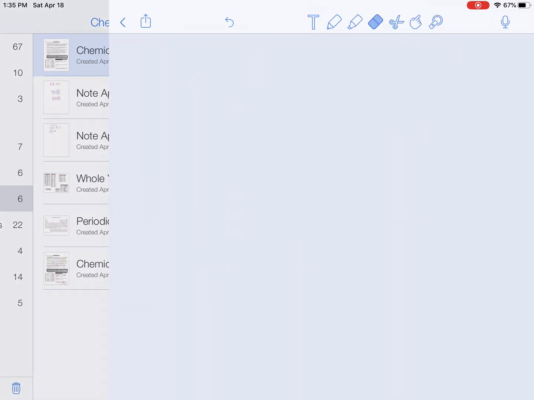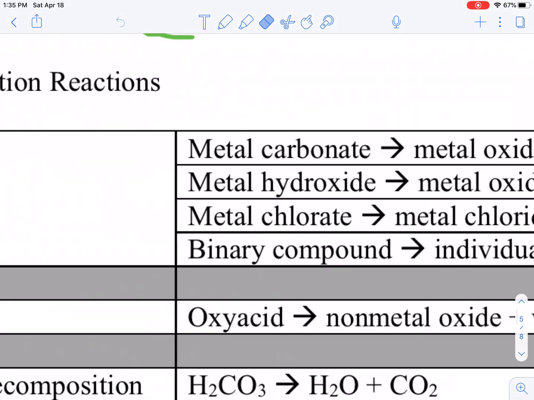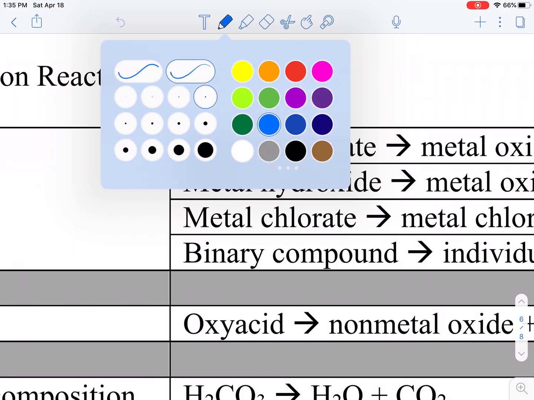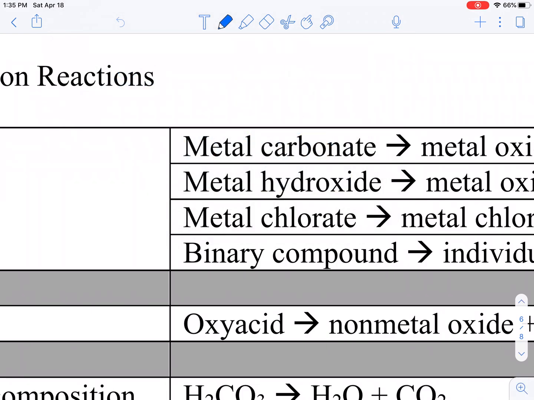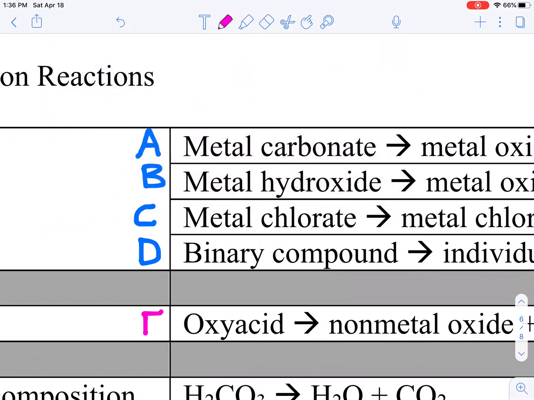And much like we did for synthesis, the first thing that I'd like you to do is to go ahead and letter these reactions off. So we are going to say that metal carbonates breaking down is reaction type A, metal hydroxides breaking down is reaction type B, metal chlorates breaking down is C, and binary compounds breaking apart is D. And then if we have an acid that's going to decompose, if it's an oxyacid, meaning it has a polyatomic ion, that's going to be a special case. In fact, so special, I'm giving it a different color. That's going to be case E.